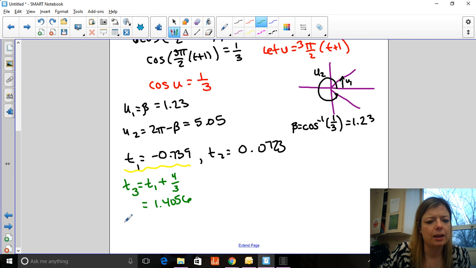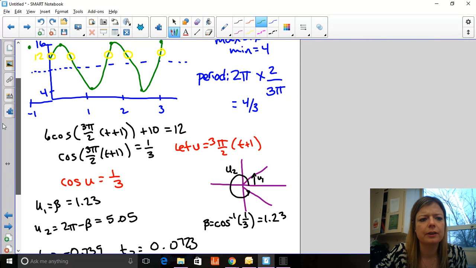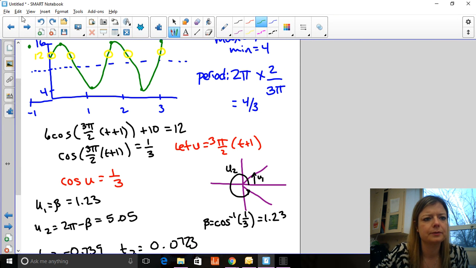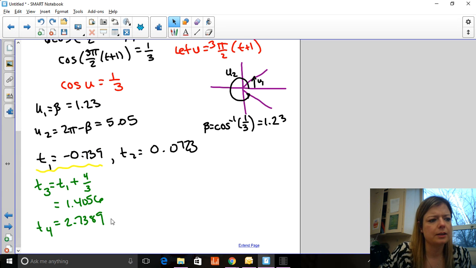Okay, so that one we get 1.4056, and we can find another one by adding another period, and that gives us 2.7389. So there we go. So we can label these up here, the 1.405 is here, okay, and 2.73.